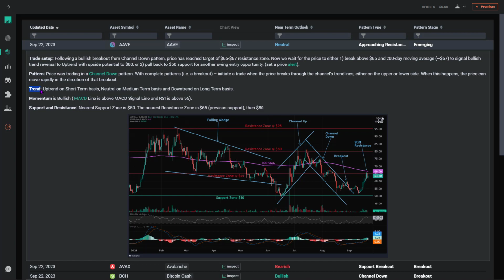What the pattern is, if there is one. What's the trend? Is this an asset that's in an uptrend, downtrend, or mixed, or neutral? What's the momentum right now? And where is the support and resistance? That's probably even the most important part.